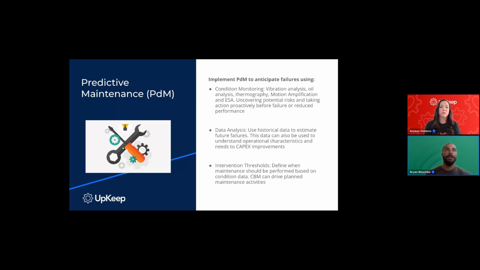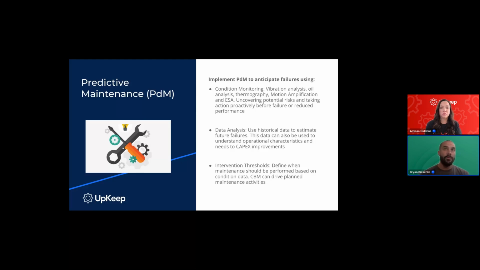And then we talk about using data, right? We want to use historical data to estimate future failures. Again, huge with planning. If you have scheduled outages throughout the year, you're able to then plan ahead. This data can also be used to understand operational characteristics and the needs for capital improvements. So leveraging that data in real time helps make good decisions. And then we have the intervention threshold.